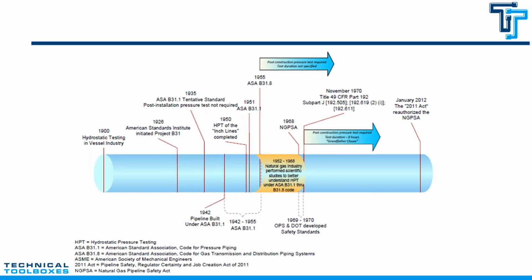Here's a history in a timeline perspective that covers what I showed in the previous slide. As you can see, the process of defining the time it takes to do the hydrotesting started after 1970. After 1955 you can see the post-installation pressure testing, and the test duration was not specified during this time. But after 1970, it was specified. So that's a brief overview there.